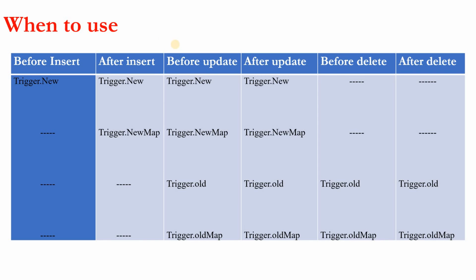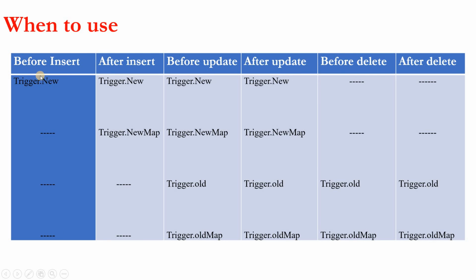When to use trigger.new, trigger.old, trigger.newMap, trigger.oldMap? There are 7 events. Of course, I don't want to consider the last event, that is after undelete. I'm considering the 6 events: before insert, after insert, before update, after update, before delete, after delete. For these, horizontally we have trigger.new, trigger.newMap, trigger.old, trigger.oldMap.